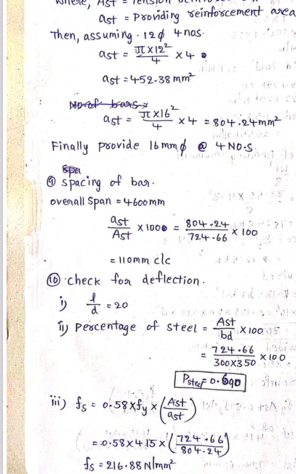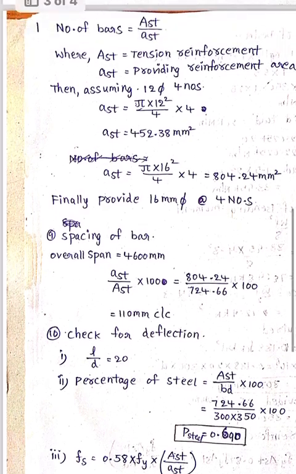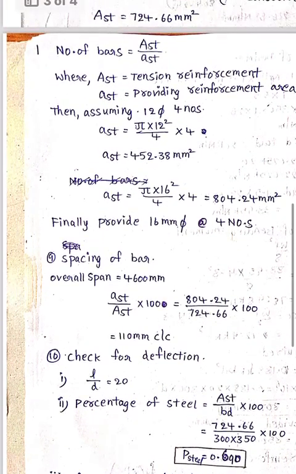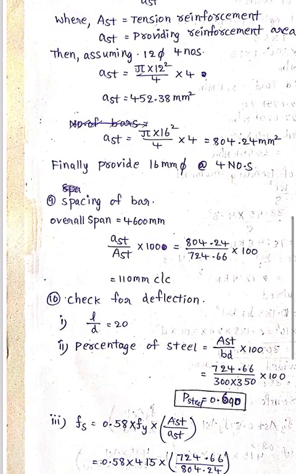Okay. This is the number of bars. Next is determining the spacing of the bars. The spacing of bars is AST by small ast, that means the number of bars into 100. The answer will come as 100 mm c/c.